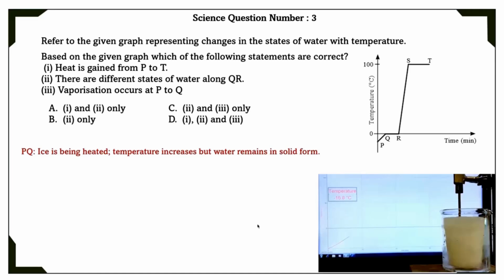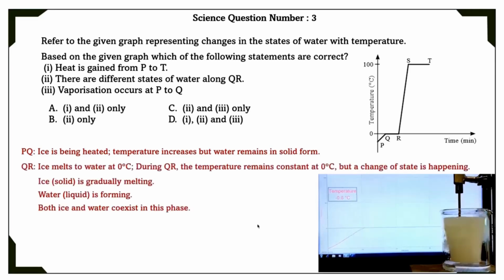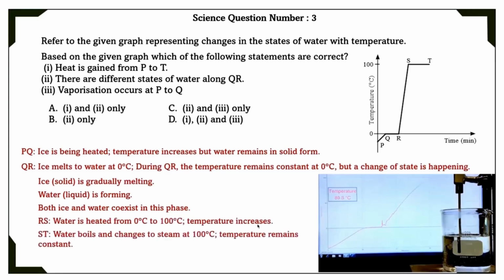PQ. Ice is being heated. Temperature increases but water remains in solid form. QR. Ice melts at 0 degrees Celsius. During QR, the temperature remains constant at 0 degrees, but a change of state is happening. Ice solid is gradually melting. Water liquid is forming. Both ice and water coexist in this phase.